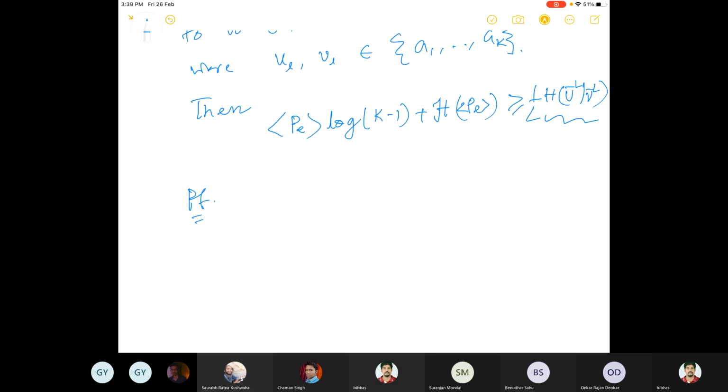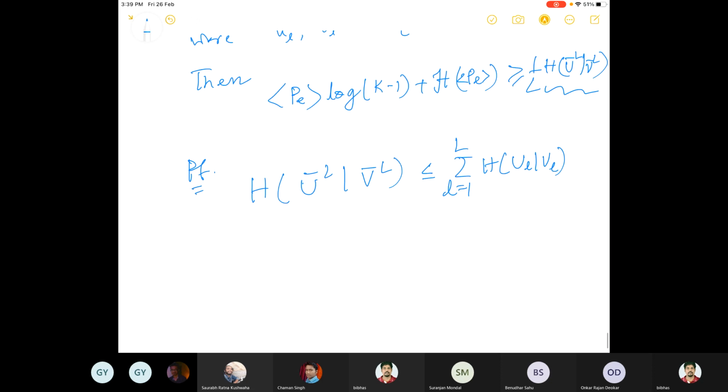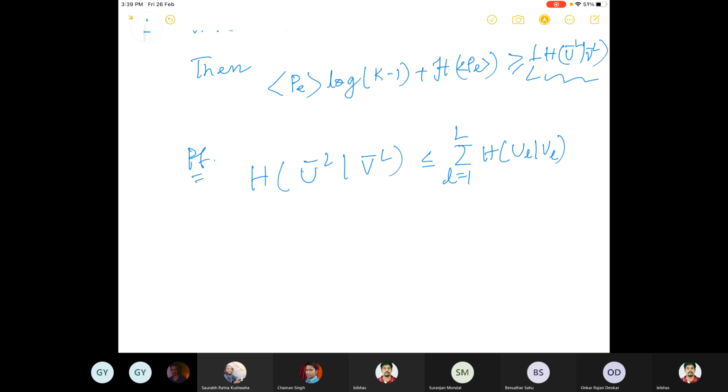So the proof. First of all, as we know, I will not repeat this here again. H of U bar L and V bar L is always less than or equal to the sum over L equal to 1 to L of H of UL VL. We talked about that, I think, or you can just check. This is, let's say, homework. You can just check the sum of the individual random variables.